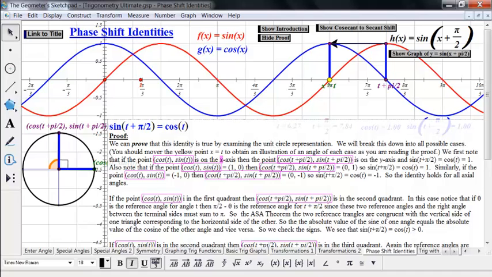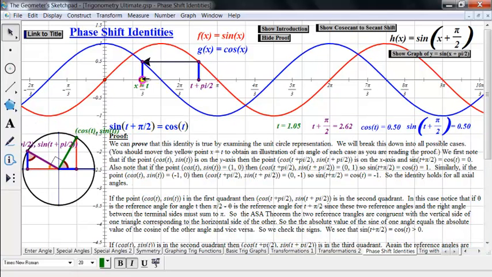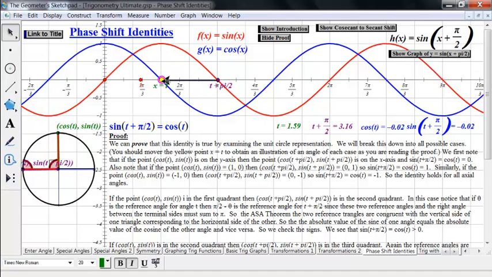Let me rephrase this. If it's on the y-axis here, then the other point is on the x-axis, and they're both 0. Okay, so let's illustrate that first. So let's put it first on the y-axis. So that would be at odd multiples of pi over 2. That would be like here. And so that would be at pi over 2, or 3 pi over 2 would be here.